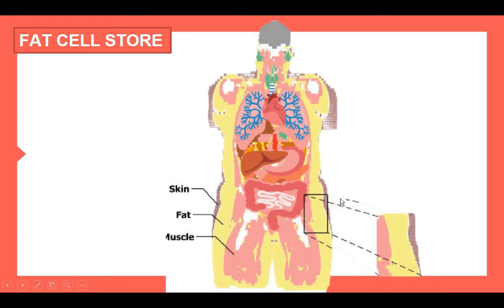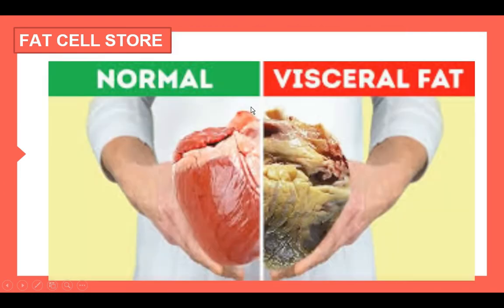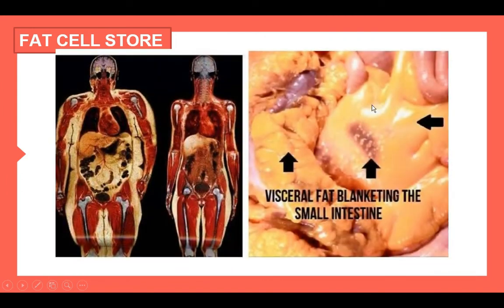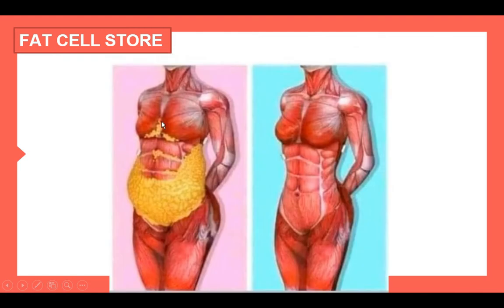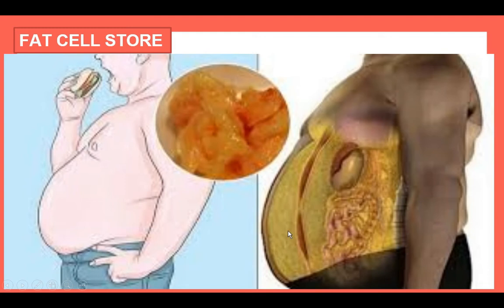The second fat storage is visceral. This is associated with internal organs. This type of fats normally surround stomach, liver, and intestine. This is visceral fat surrounding small and large intestine versus normal intestine, while this is visceral fat surrounding the heart versus normal heart. And the last example is visceral fat blanketing the small intestine, and this is visceral fat in the female abdomen, while this is visceral fat in male abdomen.